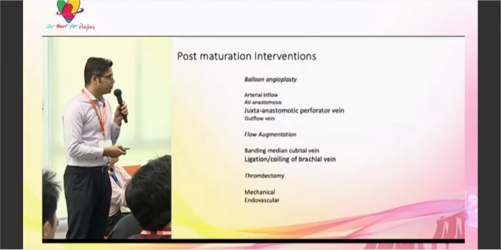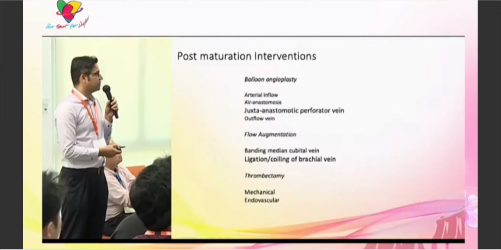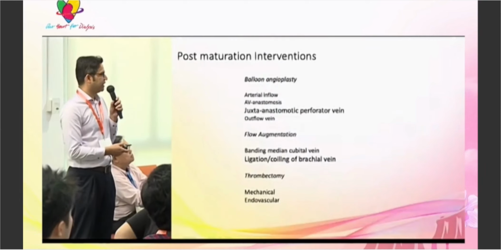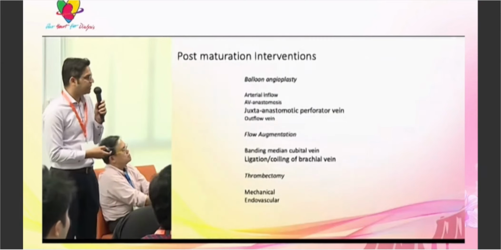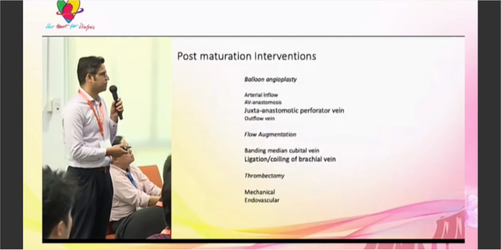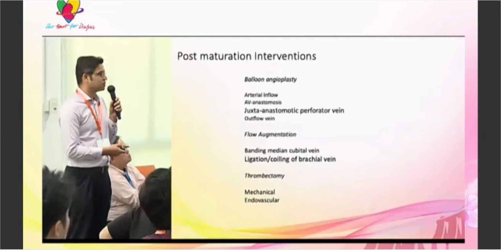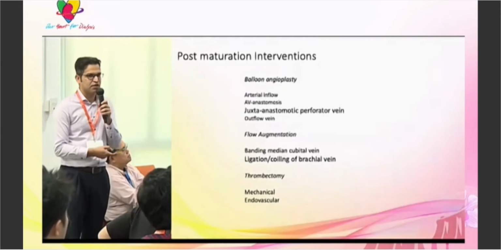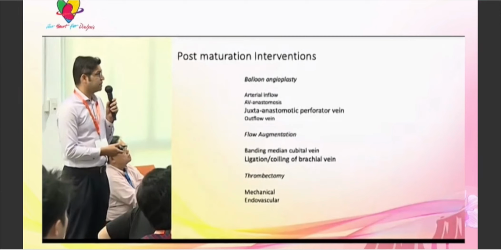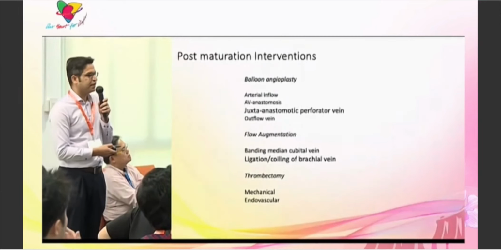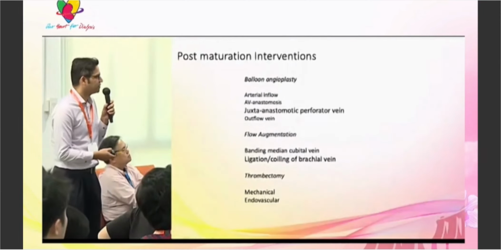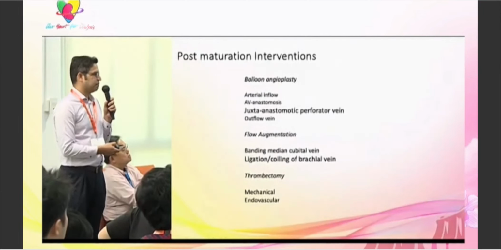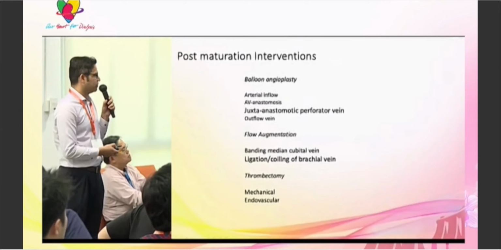The usual post-maturation interventions are not different from what we do for our surgical AVFs, balloon angioplasty being the most common one. Only difference is that the culprit inflow lesion is most of the time the perforator vein. And most of the time we do some flow augmentation or diversion of flow from the basilic system into the cephalic, or from the deep venous system to the cephalic system. And rarely we have to do thrombectomy, mechanical or pharmacomechanical.